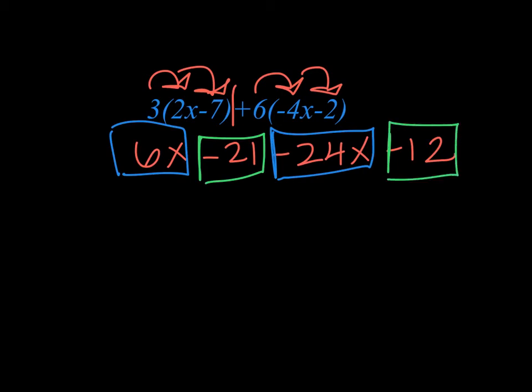I have 6x minus 24x. The signs are different, so you're going to subtract and take the sign of the bigger number. So 24 take away 6 gives me 18, and 24 is bigger than 6, and it has a negative sign, so I'm going to say negative 18x. Now I have negative 21 and negative 12. The signs are the same, so I'm going to add and keep. So 21 plus 12 gives me 33. So my expression would now be negative 18x minus 33.